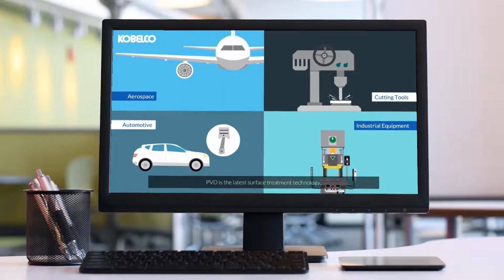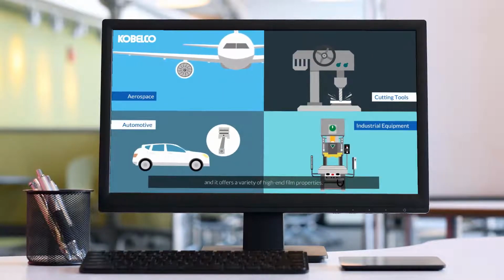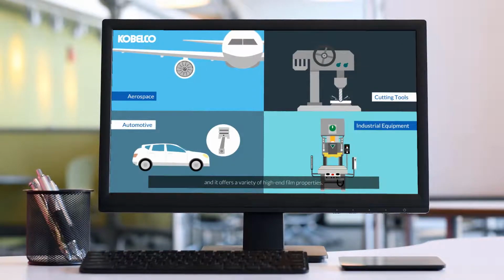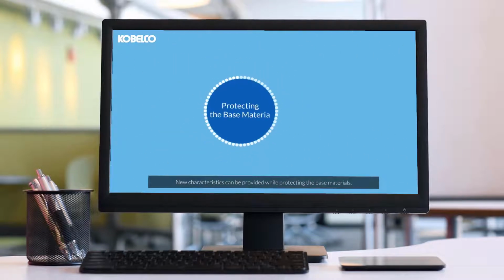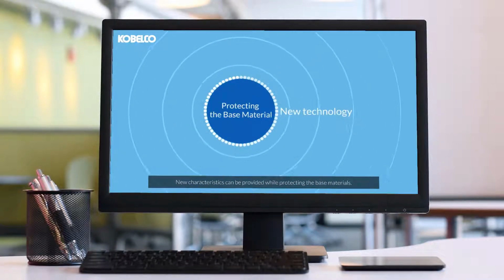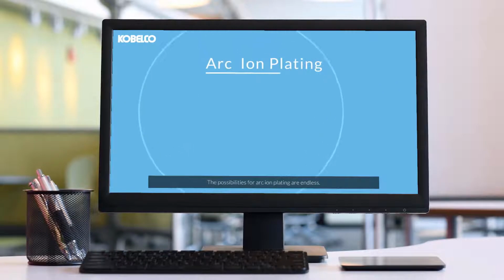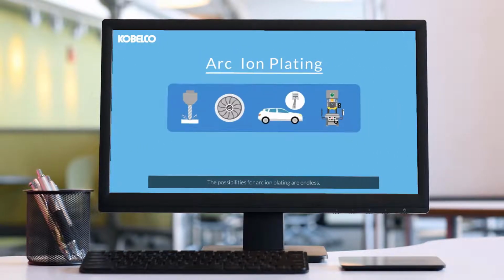PVD is the latest surface treatment technology, and it offers a variety of high-end film properties. New characteristics can be provided while protecting the base materials. The possibilities for arc ion plating are endless.